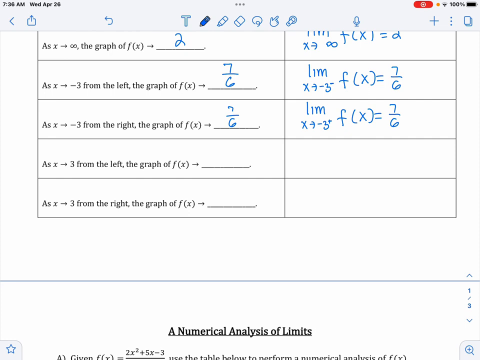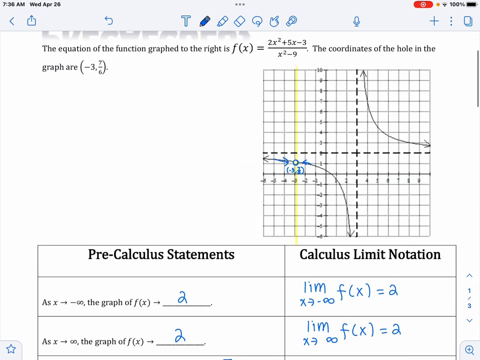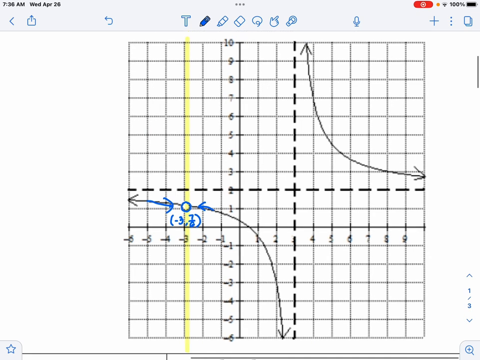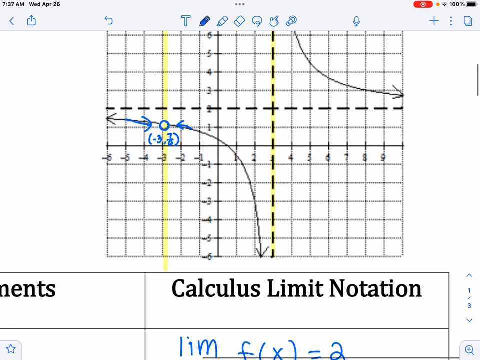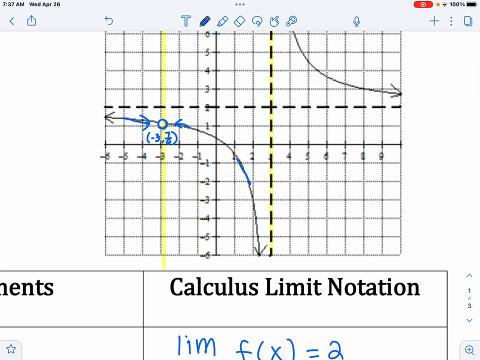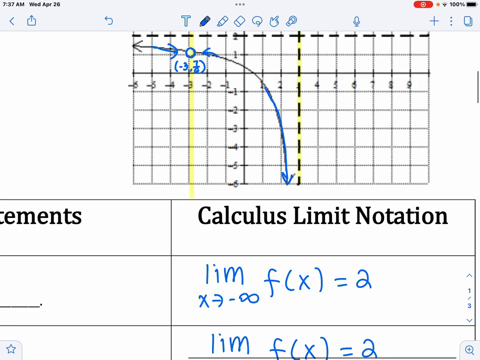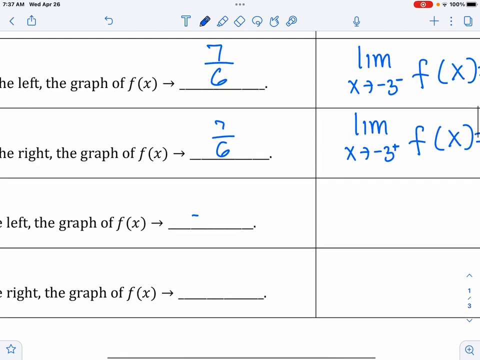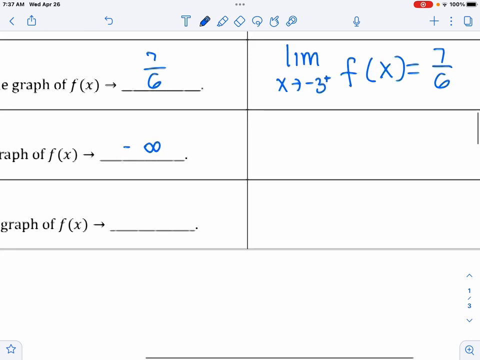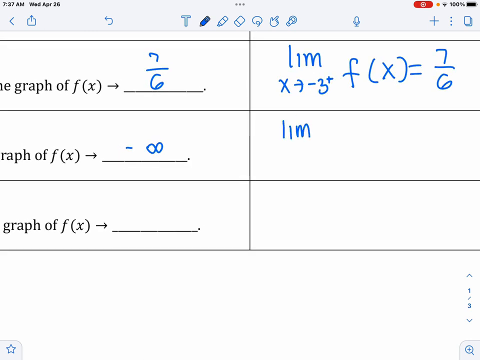Next, the limit as x approaches 3 from the left. So let's find 3. 3 is right here, this asymptote. So let's approach 3 from the left. As we follow the graph here, you can see that there's an arrow pointing down. So we'll say that's -infinity. So we have the limit as x approaches 3 from the left of f of x is -infinity.